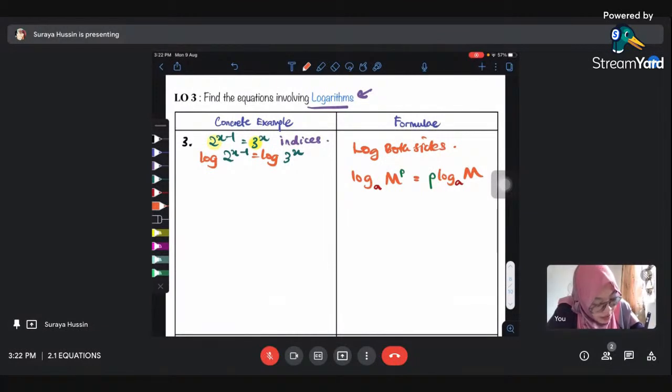So now I bring the power down. I will get x minus 1 log base 2 and here x log base 2 pula. Log base 10. Ni base 10. Ni tak ada apa-apa, ni base 10 ni. Okay. Log 2 equal to x log 3.